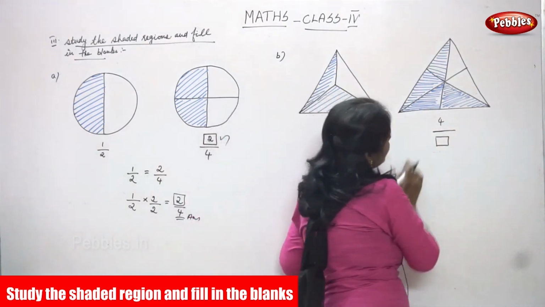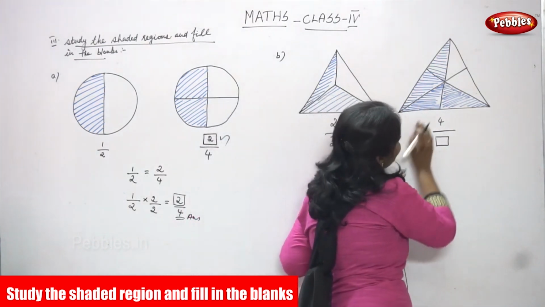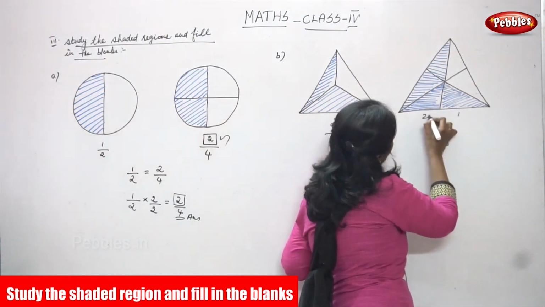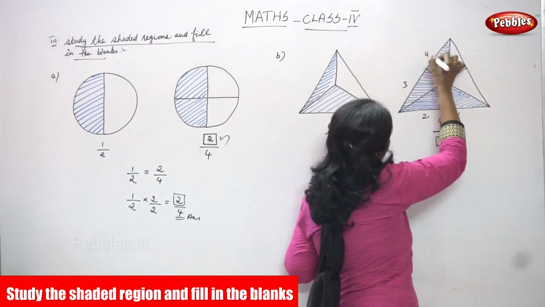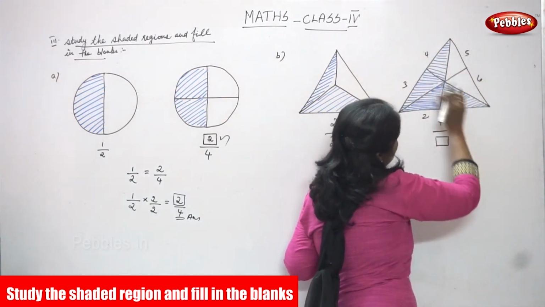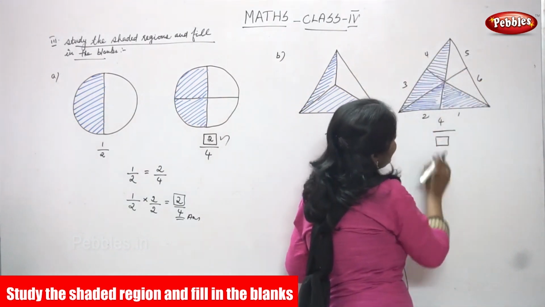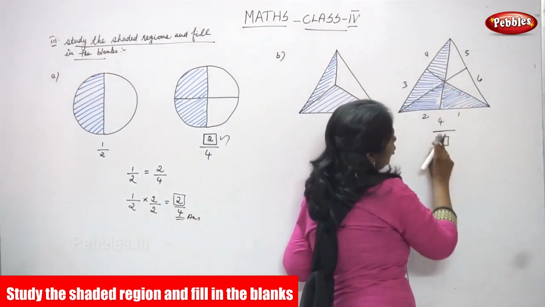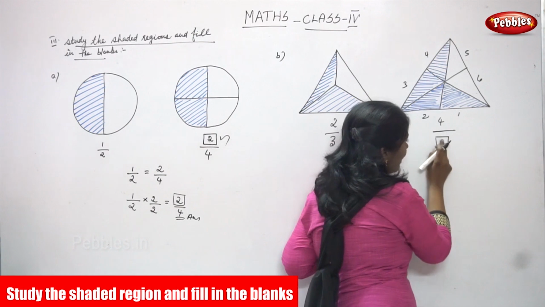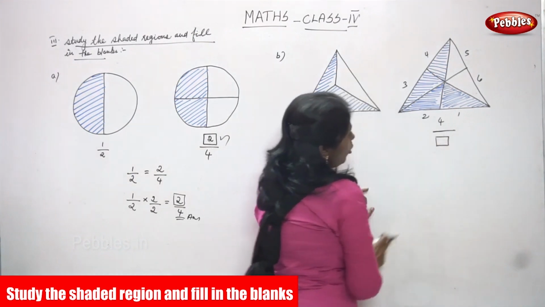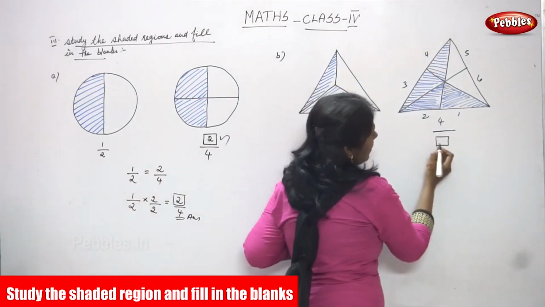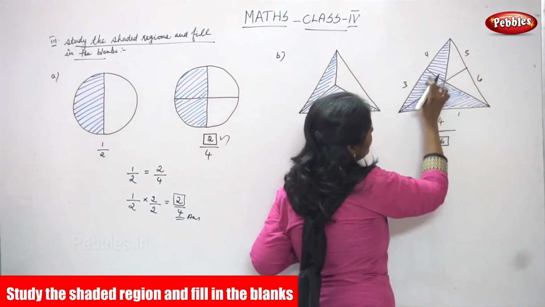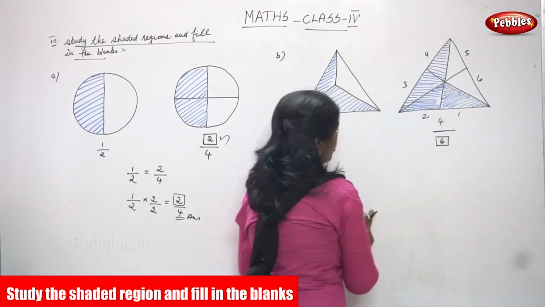Here, the same triangle, but I cut it into 6 equal parts. This is 1, this is 2, this is 3, this is 4, this is 5 and 6. So altogether 6 equal parts. After that I shaded how many portions? 1, 2, 3, 4. 4 portions I shaded. So I have to write the total number of parts in the box, that means 6. So 6 I have to write here.